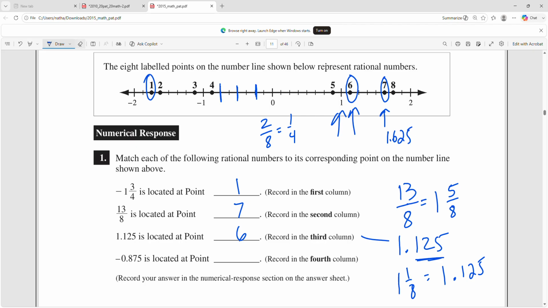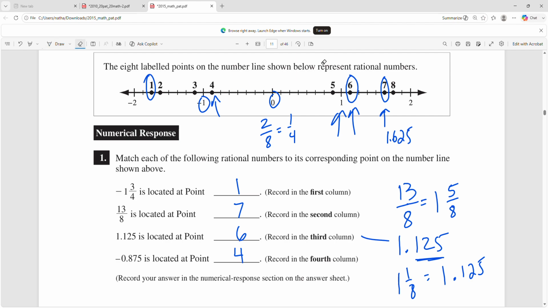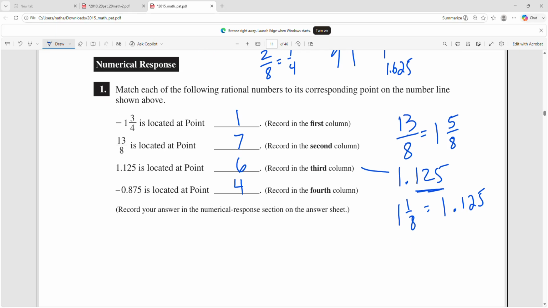-0.875. That's a number between 0 and -1. Here's 0, here's -1. They only gave us one option. Again, that's got to be it. If you want, you could check 1, 2, 3, 4, 5, 6, 7. 7/8 would give you 0.875 if you put it in your calculator. But in any case, it's really the only choice. So that last number is 4. And there's our answer, 1764.